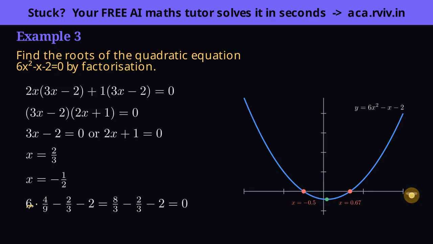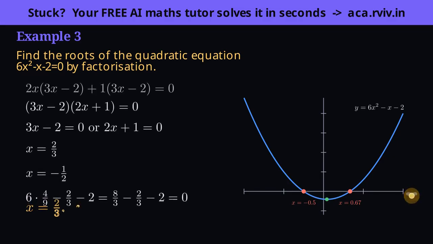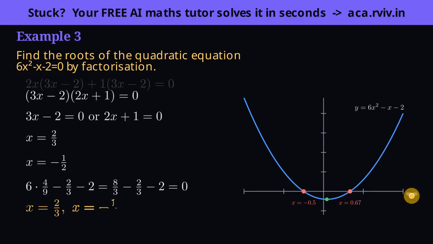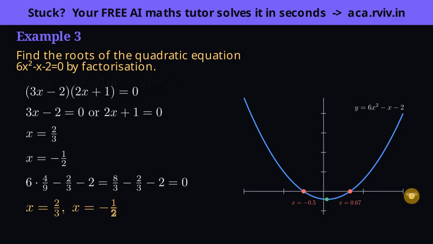So the engine of every factorization is this. Split the middle term into two numbers whose product is a times c and whose sum is b, then group and pull out the common bracket. Master those two conditions and you can factor any quadratic that factors at all.